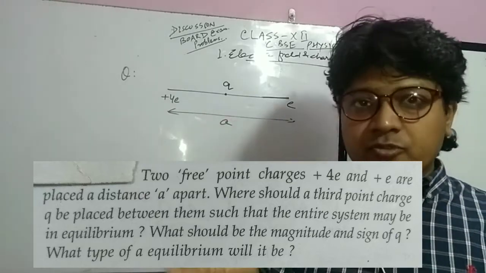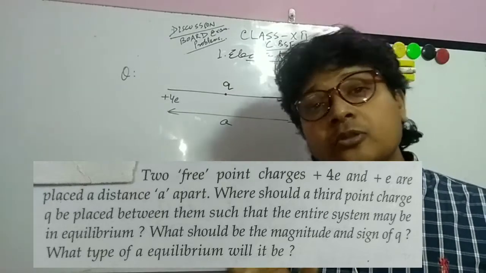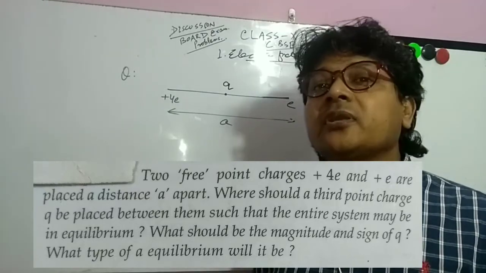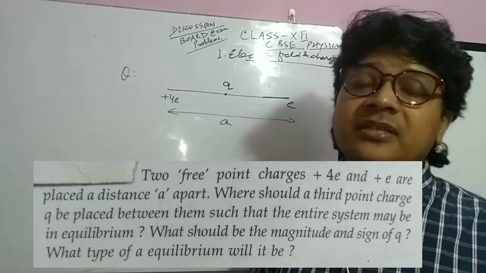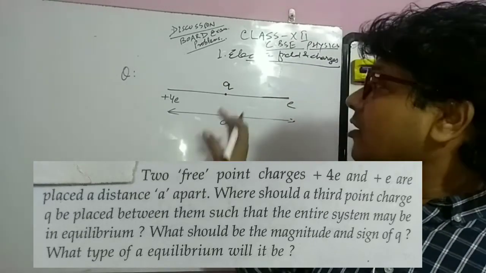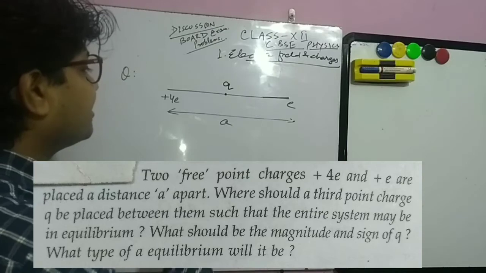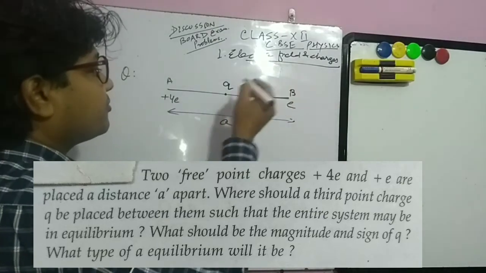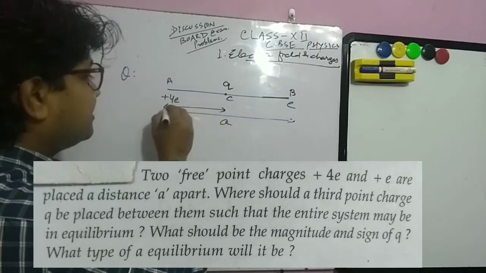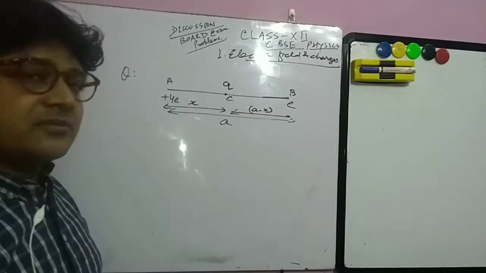Moreover, for every charge to be in equilibrium, we must have all the forces in balanced condition. So what we are doing here, we are going to calculate the nature of the charge and the position of the charge, so that every force acting on these charges must be in equilibrium. So if we are talking about, for example, this is at position A and this is position B, and suppose this charge is kept at position C, and this is x distance from 4e, and so this will be equal to A minus x distance, right?